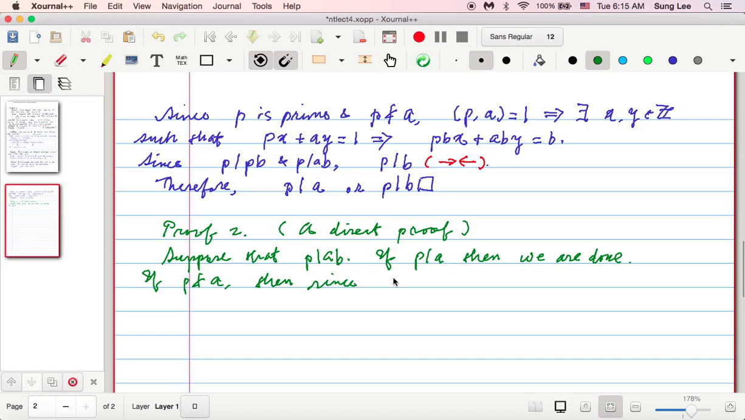since P is a prime, P and A are relatively prime, so that implies there exist two integers X and Y such that PX plus AY equals 1.